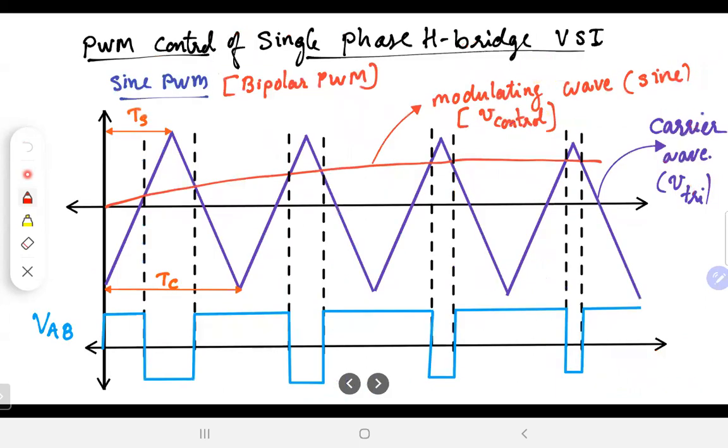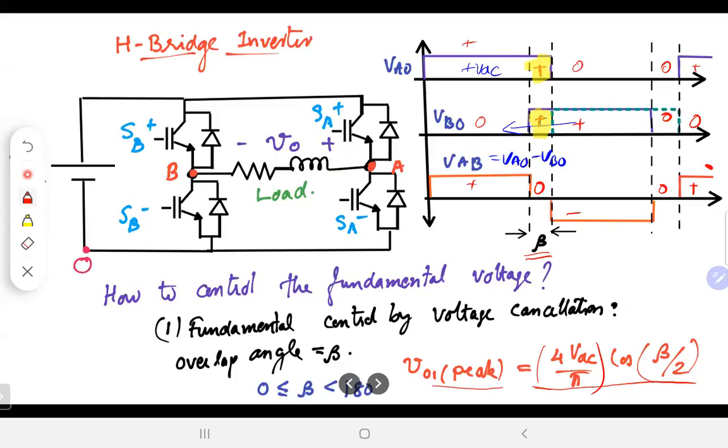Now, the other idea to control the fundamental is to have a pulse width modulated operation. So here, the downside of this particular arrangement is that it does the voltage cancellation. It really does the voltage cancellation and thereby controls the output voltage. So VO1 is controllable.